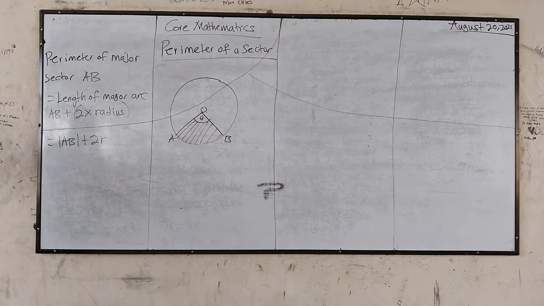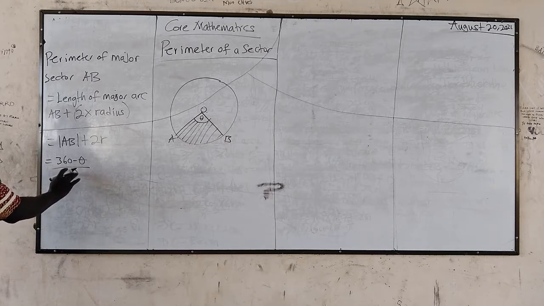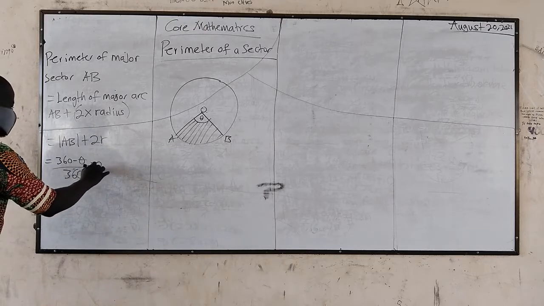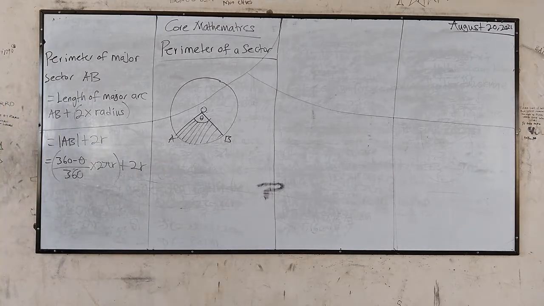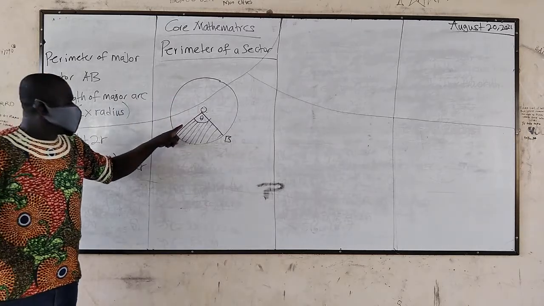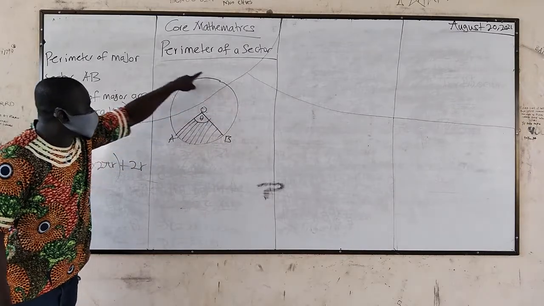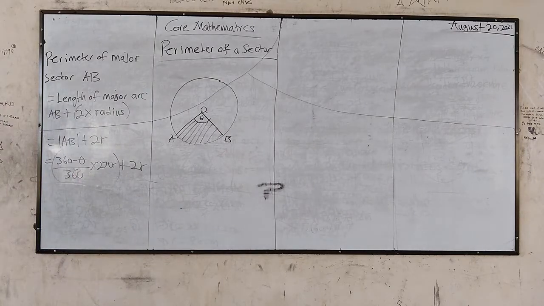Now, what do we do next? We know that AB is simply the length of a major arc. What's the length of a major arc? 360 minus theta over 360 times 2 pi r, this in brackets, plus 2r. Do you see that? Are you getting me? 2r because there's a radius, the boundaries include this radius, and of course the entire length from A to B or B to A, you understand? So that is what you need to look at. Are you getting me? Good.